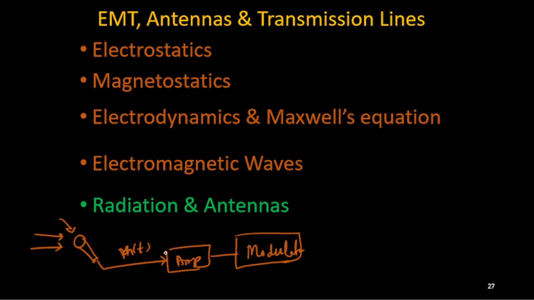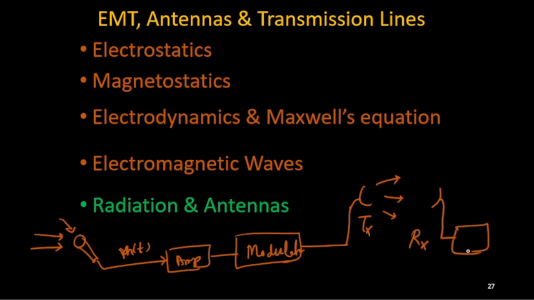Modulator means we'll convert this low frequency signal to high frequency signals, and then we'll use one transmitting antenna to transmit the EM wave to the space so that it can cover a larger distance. Similarly, at the receiving end, we'll be using one receiving antenna, and then one demodulator, and then we can use one speaker kind of thing to get sound wave.